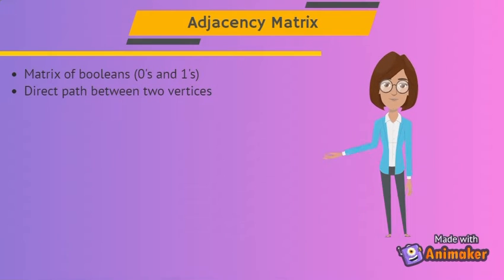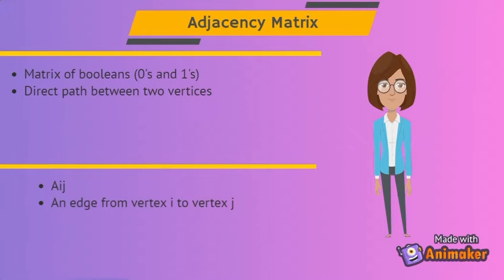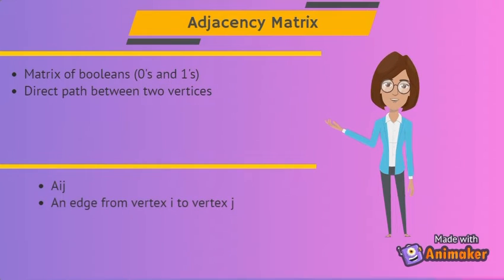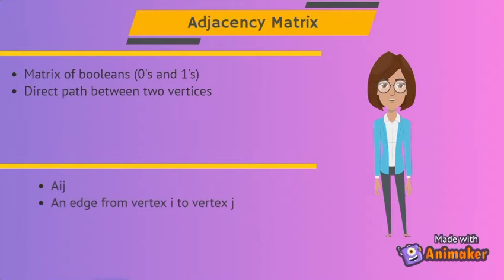A finite graph can be represented in the form of a square matrix on a computer, where the Boolean value of the matrix indicates if there is a direct path between two vertices. Each cell in the matrix is represented as Aij, where i and j are vertices. The value of Aij is either 1 or 0 depending on whether there is an edge from vertex i to vertex j.